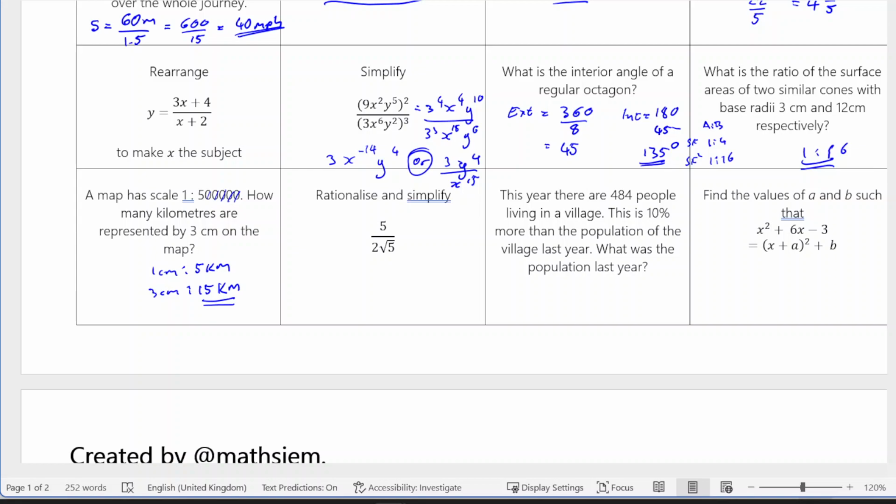Okay, rationalizing the denominator, we would times by root 5 over root 5. If you times by 2 root 5, there's no major issue. You just need to simplify it finally. So that's going to give me 5 root 5 divided by 2 times 5, so divided by 10. And then we can cancel down by a factor of 2 to give us root 5 over 2.